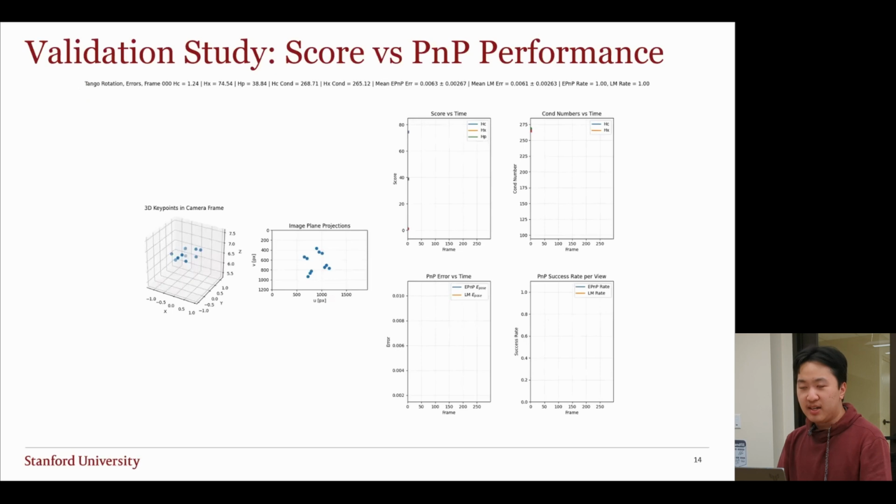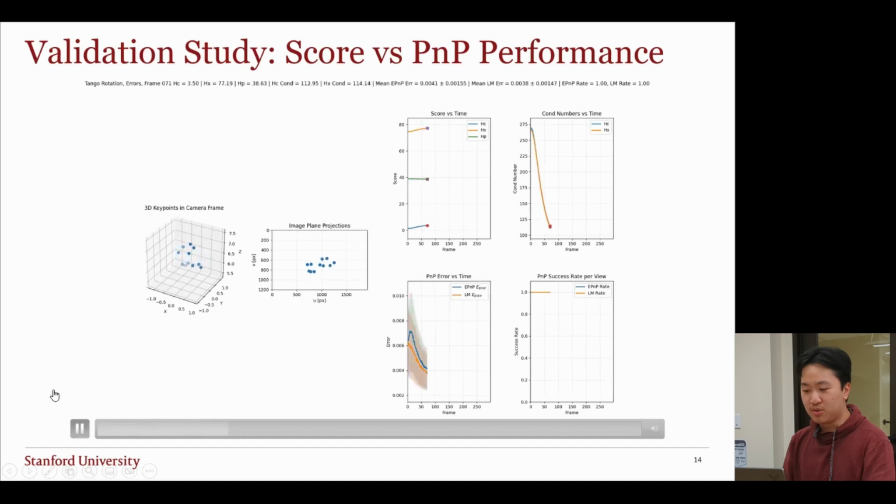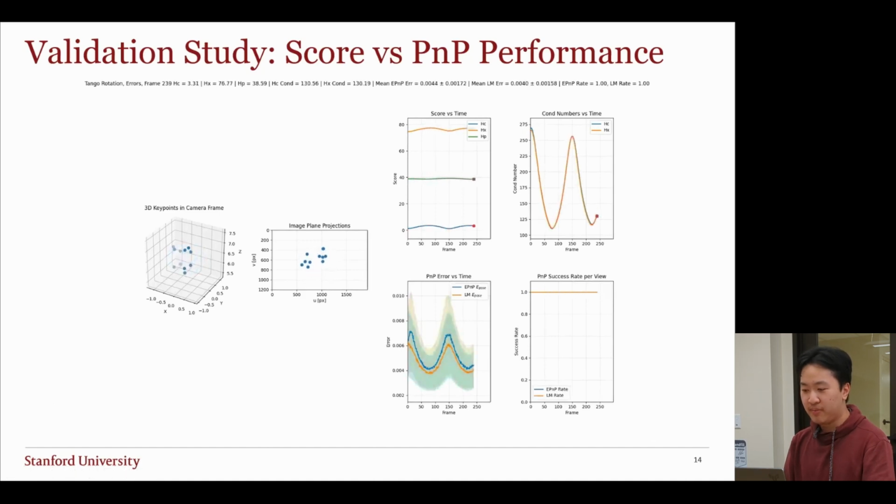And so now I'm going to go into a few validation studies that I've done. This is basically comparing the log determinant scoring metric that I've implemented versus what you would expect from performance. How this works is that I simulate the PnP error by taking those 2D image plane projections and adding some noise, I believe in this case just 1 pixel sigma, and then running those noisy image measurements through a PnP solver and seeing how accurate it is compared to the ground truth. And you can see here as you rotate this, this is just Tango, the 11 key points of Tango. You can see that in general, higher scores result in lower error.